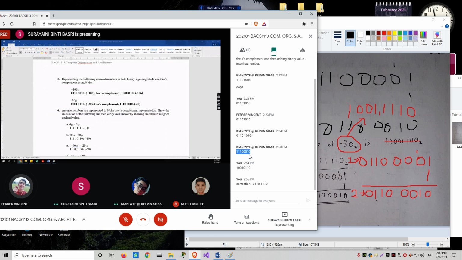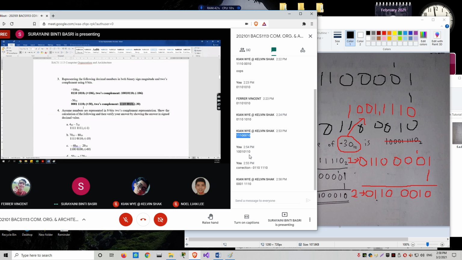For this question you need to convert first from decimal to binary, and then put the two's complement. You need to do the two's complement because you want to get the opposite. So if this one is negative, usually you will do the two's complement to get the negative value, the negative binary.